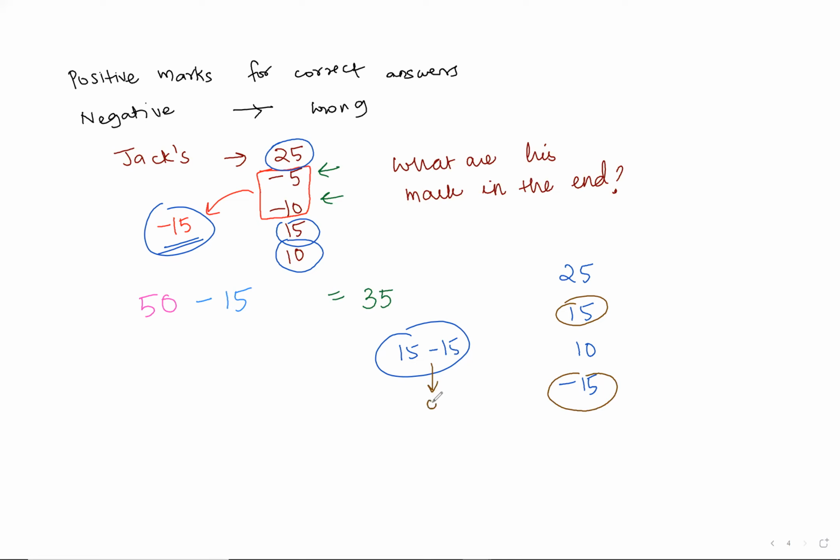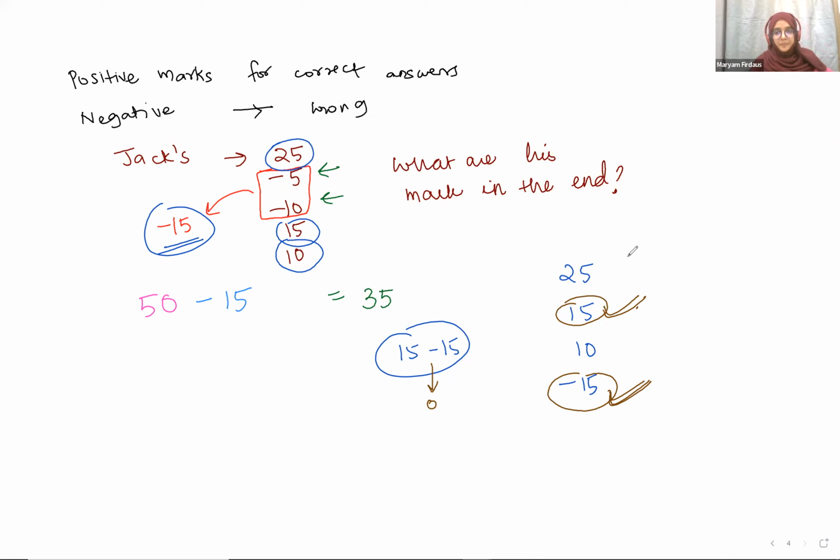Zero. Over here, I have 15. Over here, I have minus 15. What will they give me together? They will give you zero. So in place of this, can I replace both by writing zero? Because it's nothing but 15 minus 15.